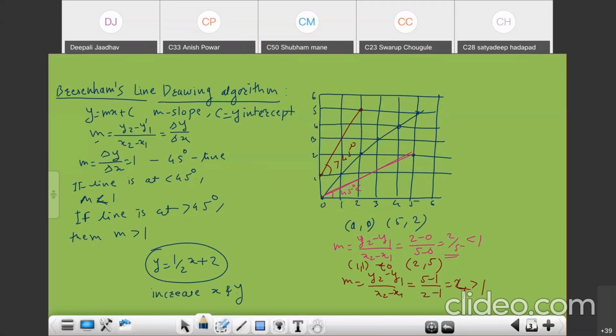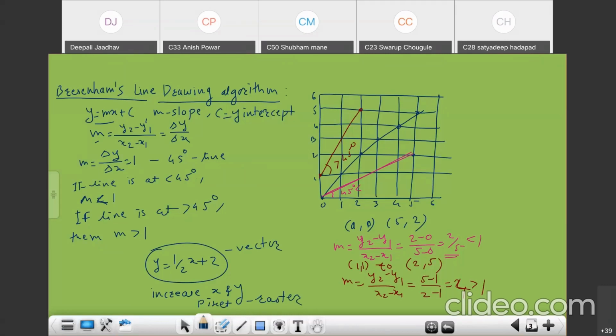This line equation we call a vector. And actually, how do we draw a line? With pixels. We consider an (x, y) pixel first, then we increase it, and in this way we draw the line with the help of pixels. That is known as raster.